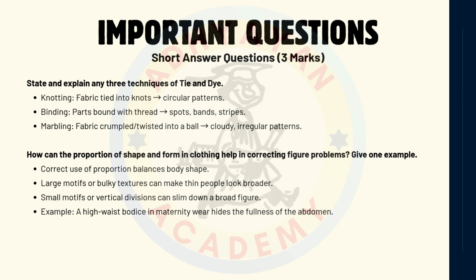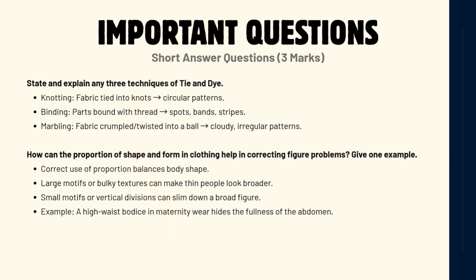How can the proportion of shape and form in clothing help in correcting figure problems? Give 1 example. Correct use of proportion balances body shape. Large motifs or bulky textures can make thin people look broader. Small motifs or vertical divisions can slim down a broad figure. Example: a high-waist bodice in maternity wear hides the fullness of the abdomen.